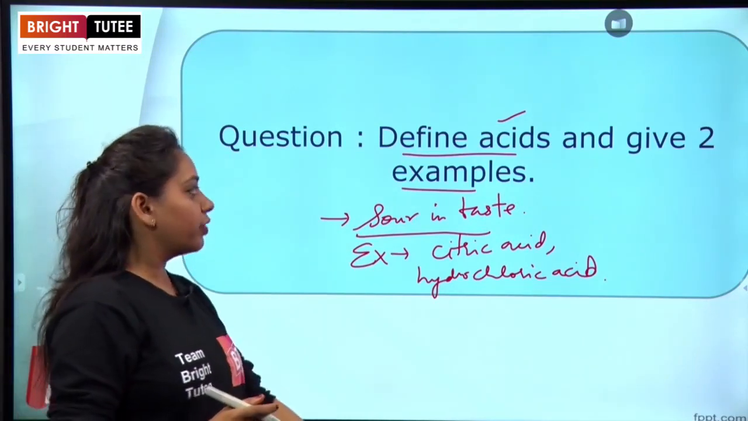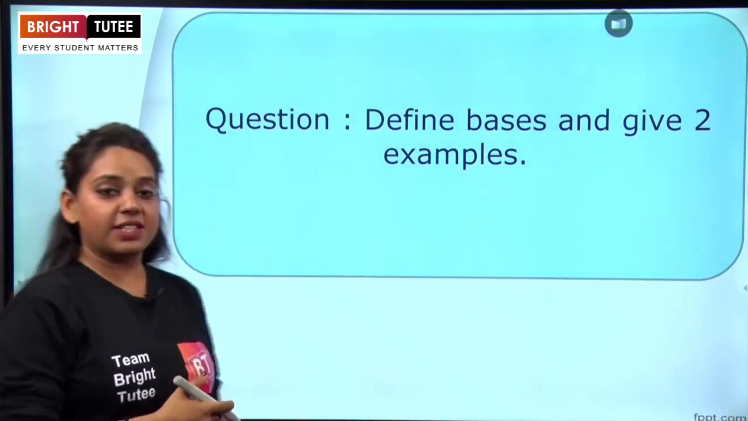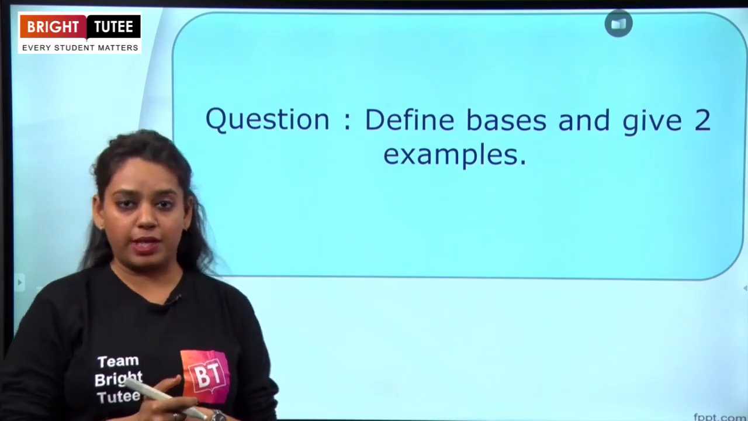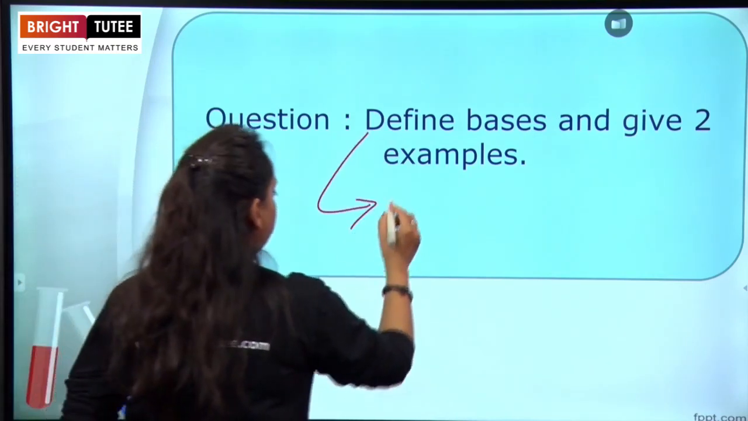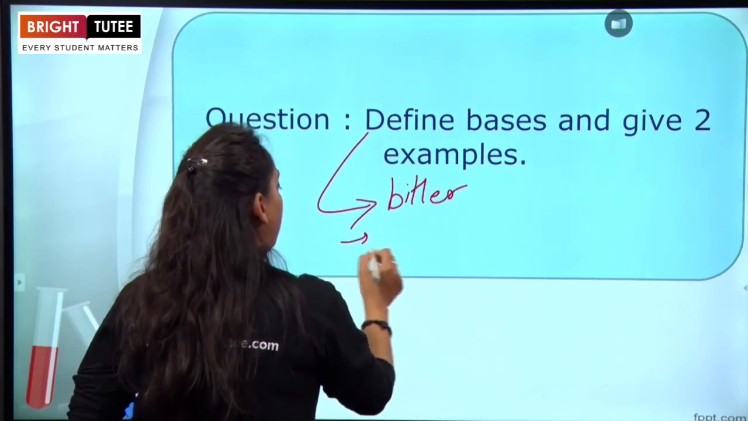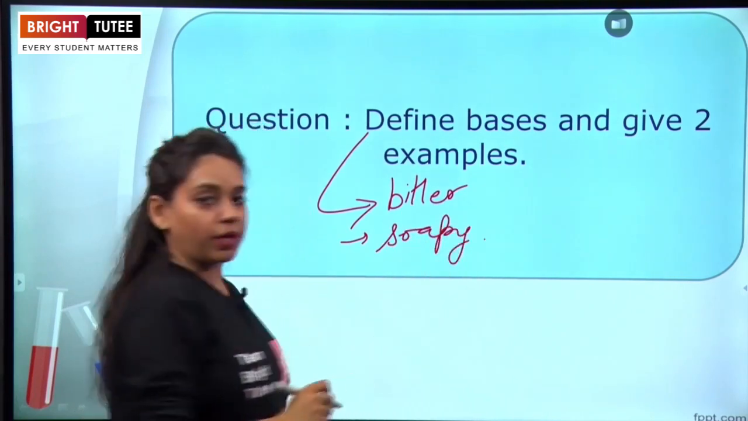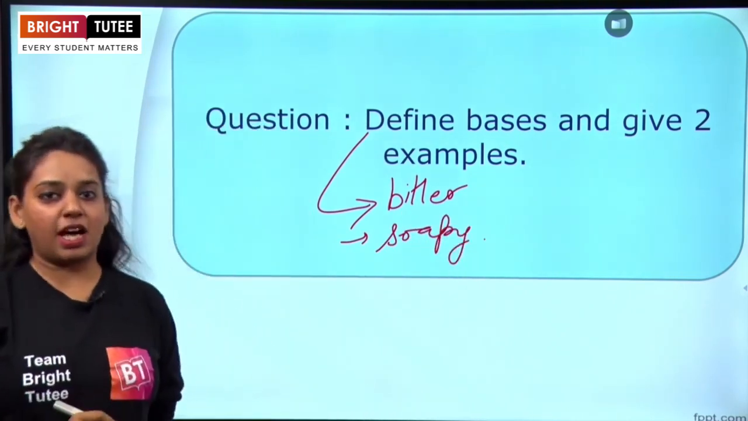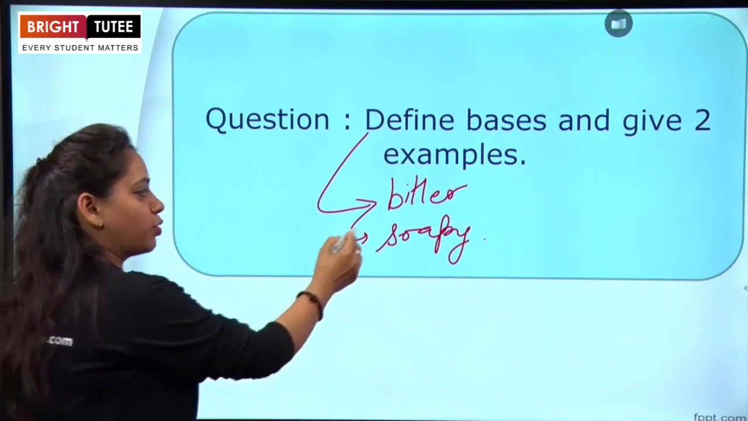So let us now move ahead towards the next question. Our next question is to define bases and give two examples of bases. So students, what are bases? Bases are the substances which are bitter in taste and are soapy to touch. Okay children, so what is the definition of bases? Bases are the substances which are bitter in taste and they have a soapy touch.